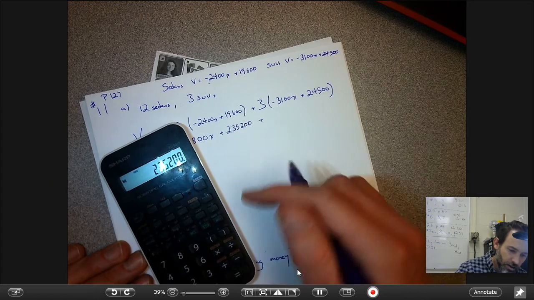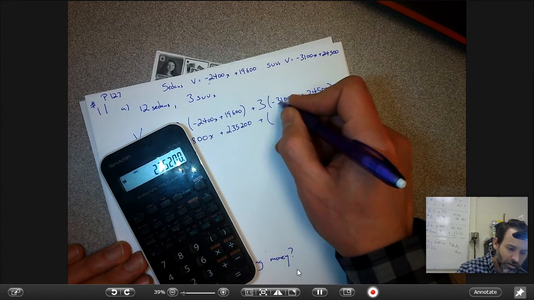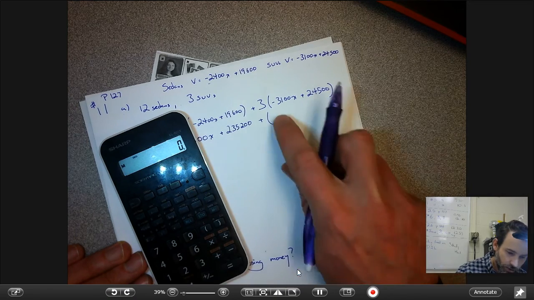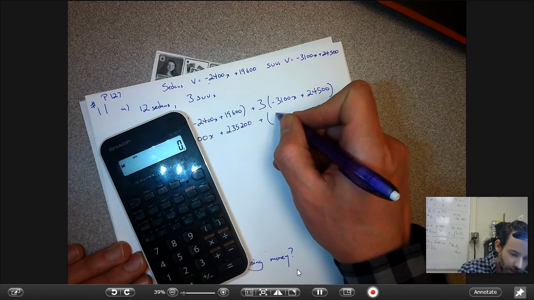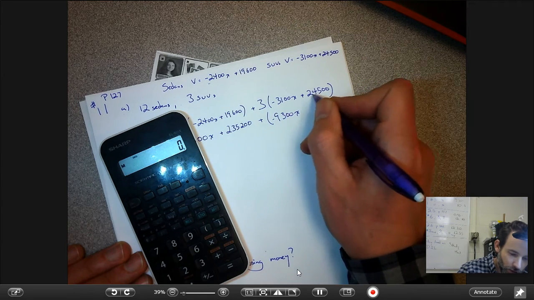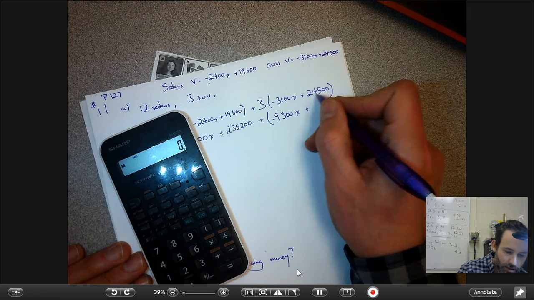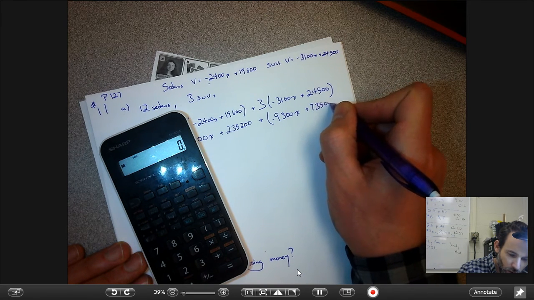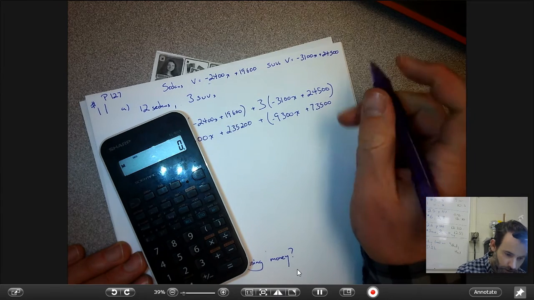235,200. Plus 3 times that. I'm just going to put it in brackets because I just noticed I'm going to have a negative there. So that's ugly. All right, 3 times that. That's easy, that's 9,300. It's negative, don't forget, 9,300x. Plus 3 times 24,500, which is also easy. It's 73,500, right?